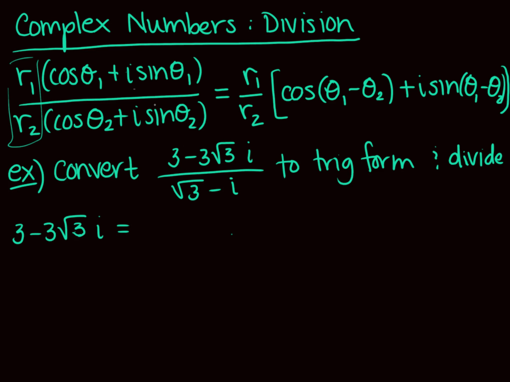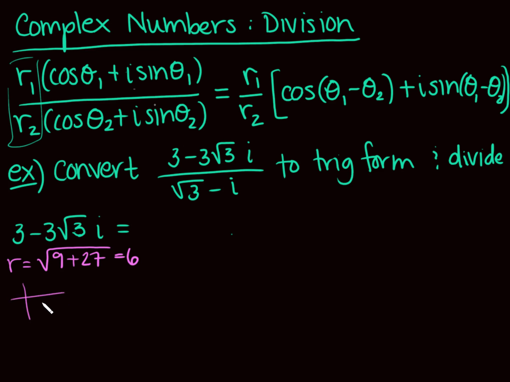Okay, so I need a couple things. I need my r. So r is going to be the square root of, if I square 3, I get 9. If I square 3 root 3, I get 9 times 3, which is 27, right? So I get the square root of 36, which is 6. And then what else do I know about this guy?